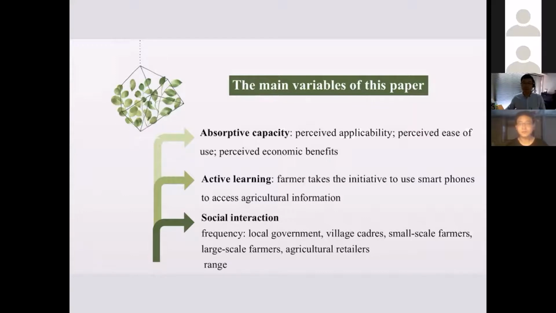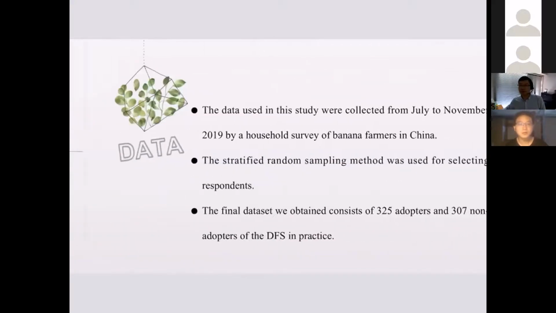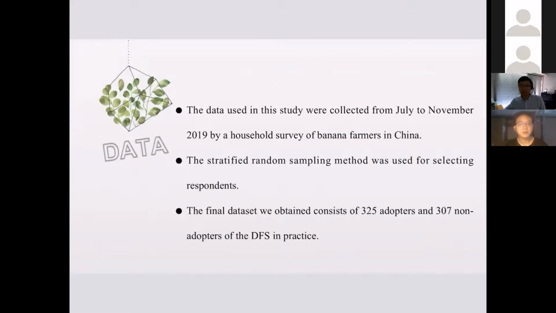Active learning means farmers take the initiative to use smartphones to access agriculture information. Next, I will cover the data in this paper. The data used in this study come from a household survey of farmers conducted between July and November 2019 in China. Stratified random sampling was used to select sample farmers. The final dataset we obtained consists of 325 adopters and 307 non-adopters.